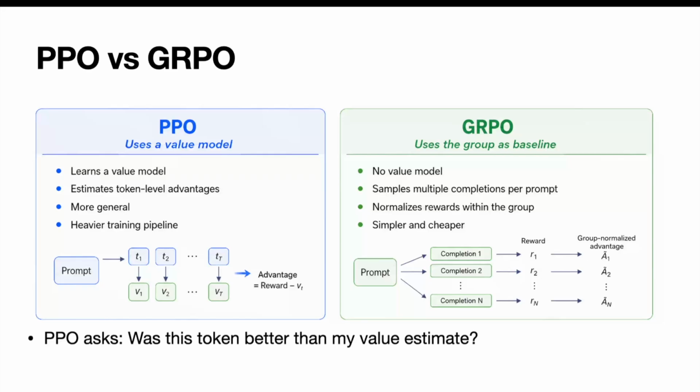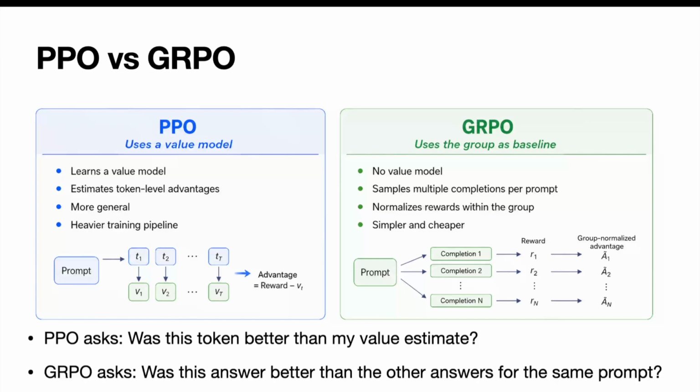So intuitively, PPO asks, was this token better than my value estimate? GRPO asks, was this answer better than the other answers from the same prompt?